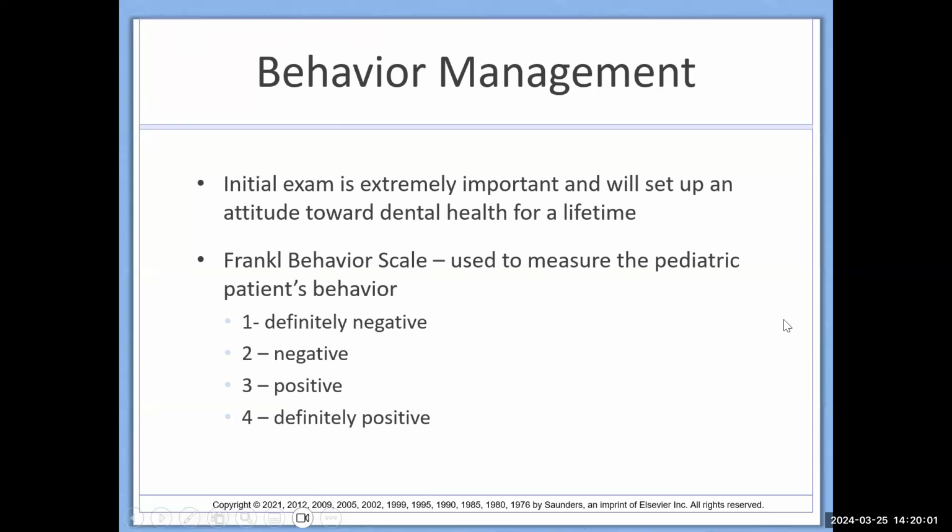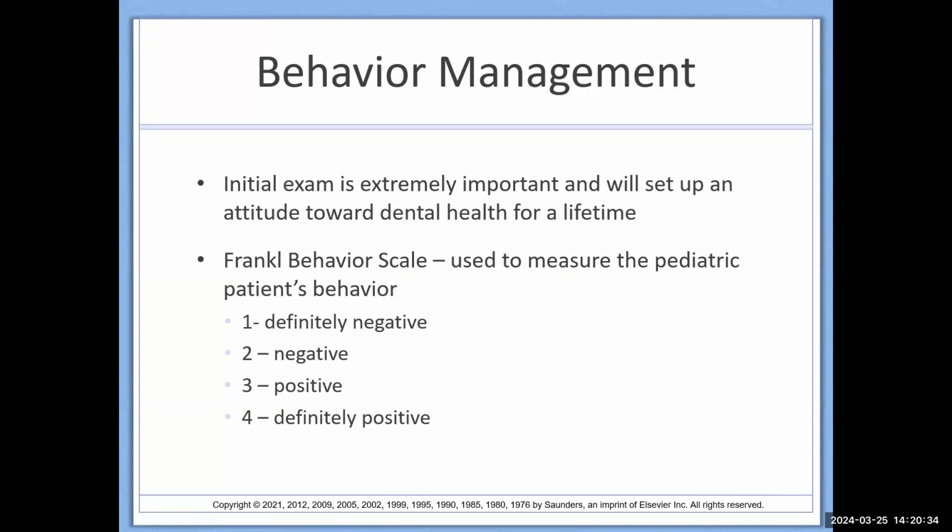Well, you also have to deal with behavior management, and an initial exam is usually the first exam, and it's one of the most important exams because that can determine a child's make or break experience, and it can follow them all the way to adulthood. There's something also called the Frankl Behavior Scale. I know there are a lot of scales and categories that we'll talk about in this chapter, but in the Frankl Behavior Scale, they use it to measure the behavior of the pediatric patient. So it's a scale from 1 to 4. When you have 1, it's definitely negative.